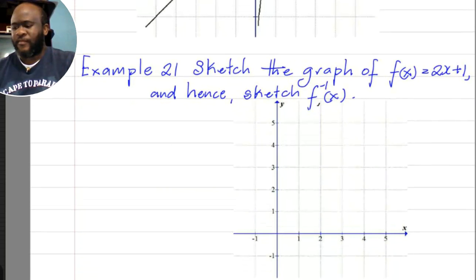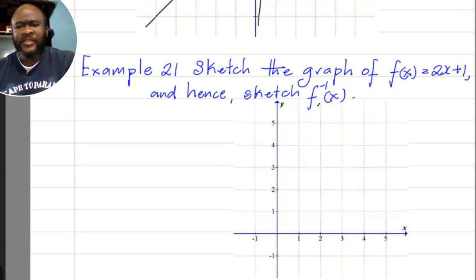All right, example 21. Example 21 says sketch the graph of f of x is equal to 2x plus 1 and hence sketch f inverse of x.